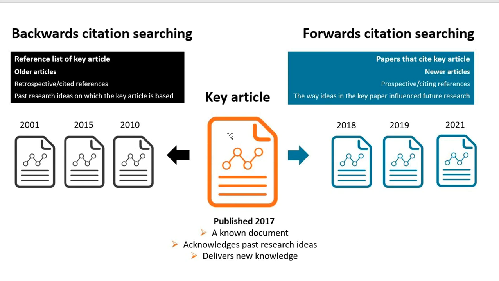Later, your article also comes under another one as a reference, like upcoming future articles in 2018, 19, whatever it may be. This mechanism is generally called backward citation searching and forward citation searching.